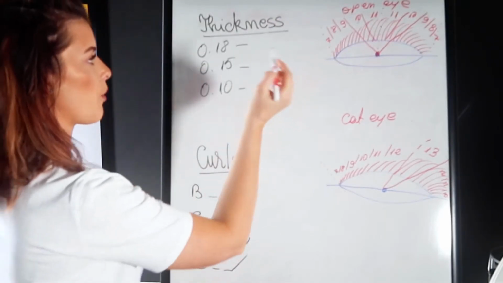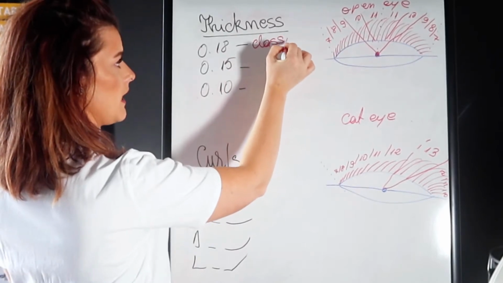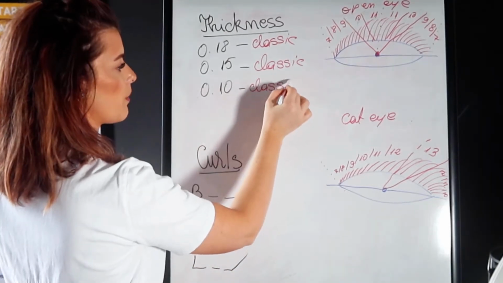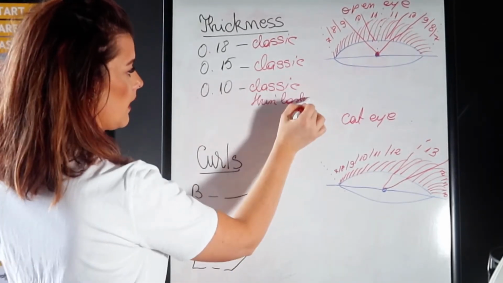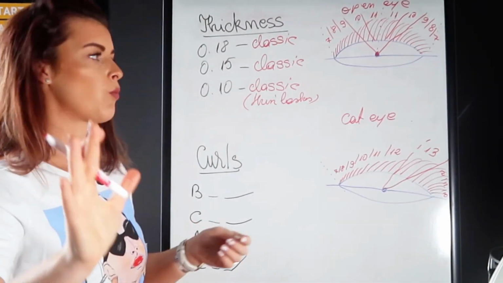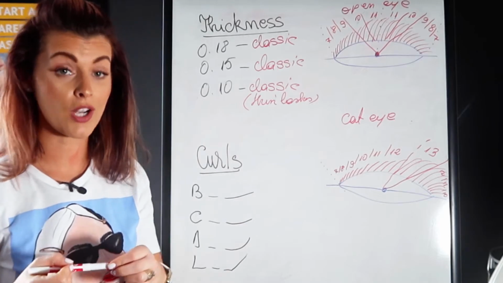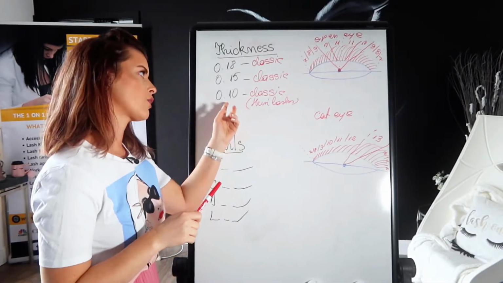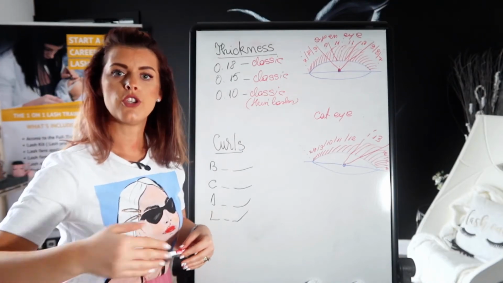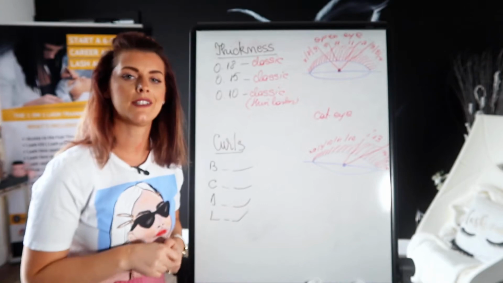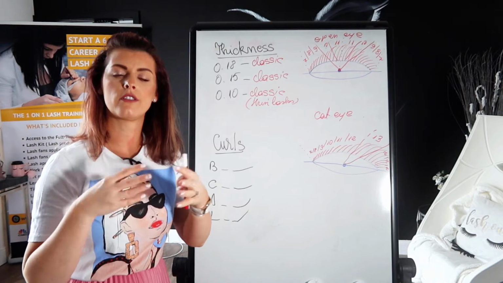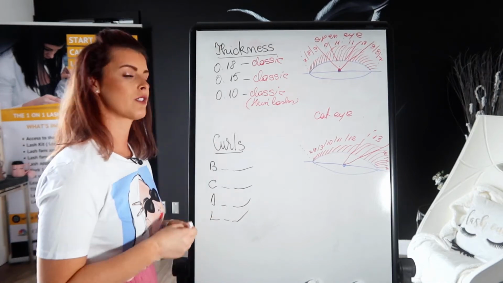So my favorite is 0.18 for classic, 0.15 same for classic, and 0.10 is for super fine and thin lashes. Like I said, all 3 thicknesses you can apply for classic application. My favorite one is 0.15 for classic application. But like I said, I have so many clients that I also use 0.10. Now, talking about volume, you want to go a little less on the thickness, like 0.07, 0.05, 0.03. Those are more into the volume. I will do another video about those thicknesses too.